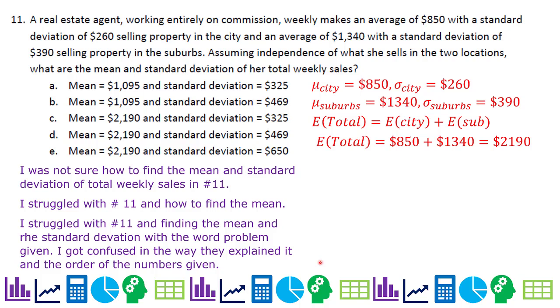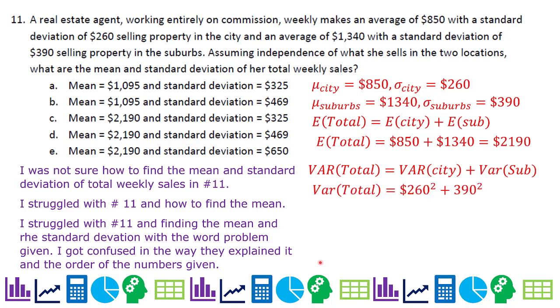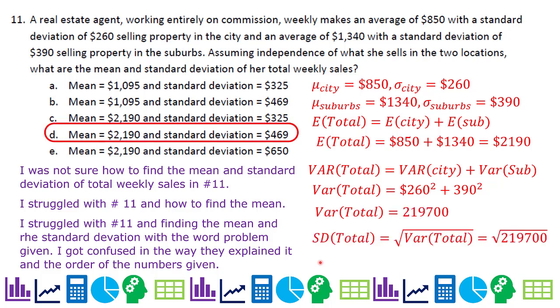All right. Standard deviation, on the other hand, we have to work in variance because we are combining two measurements. We're doing her city sales and her suburb sales. I presume it's a her. I don't know. Yeah, it said she. So the variance of the total is the variance for the city plus the variance for the suburbs. So I have to square those sigmas. So the sigma for city was 260. The sigma for suburbs is 390. Square them, add them up. Then take the square root, and so your standard deviation is 469.